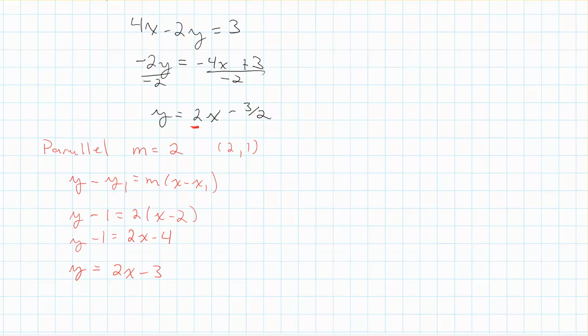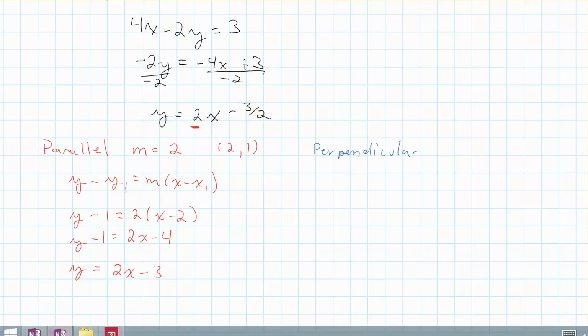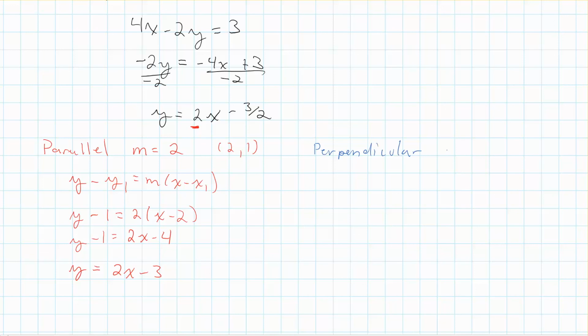Now let's look at finding the perpendicular one. So perpendicular, well, we know perpendicular lines have negative reciprocals. So if my slope for the original line is 2, the negative reciprocal of 2 is negative 1/2. And then, of course, I'm still going through the point 2, 1. So again, we use the point slope form.